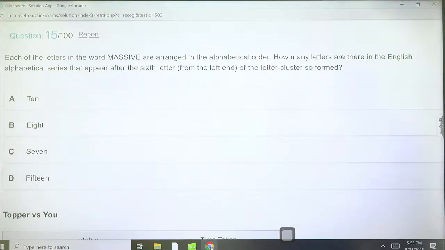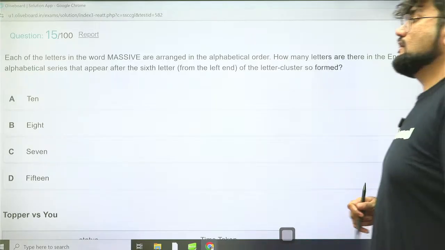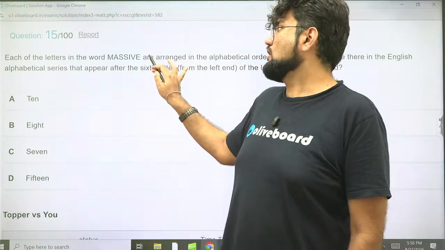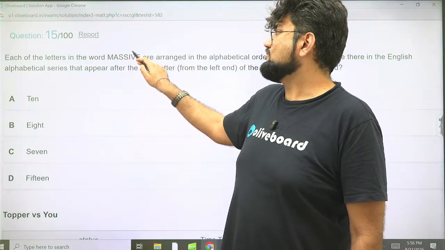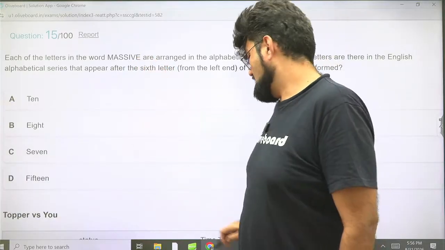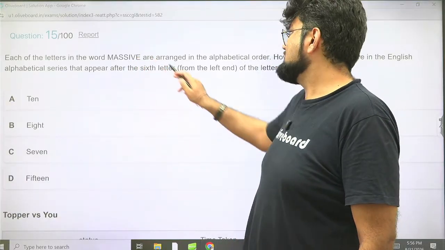Now, each of the letters in the word massive are arranged in the alphabetical order. How many letters are there in the English alphabetical series that appear after the 6th letter from the left end? Okay, I don't have to arrange the whole thing. When I arrange this in increasing alphabetical order, 6th is this place, and it has to be SSV in the end. So this will be S. How many letters are after S in the English alphabet?